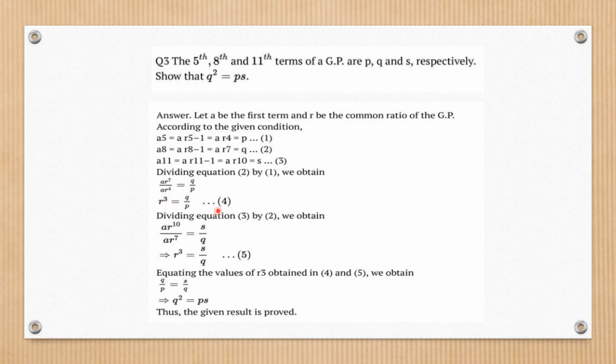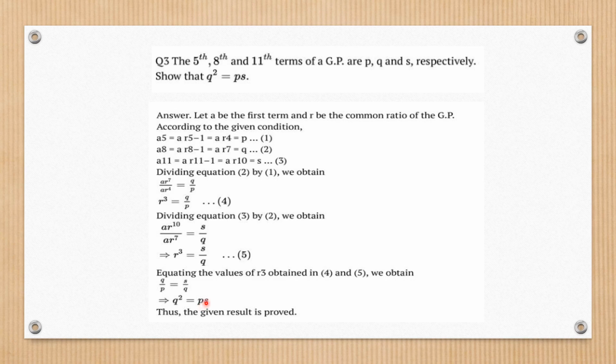Okay, and again I can take equation number 3 divided by equation number 2. Again I will get ar^10 by ar^7 is equal to s by q. So I will get again r cube as s by q. So both 4 and 5 are the values of r cube for the same question, so I can equate them, and by equating I get q square is equal to ps.